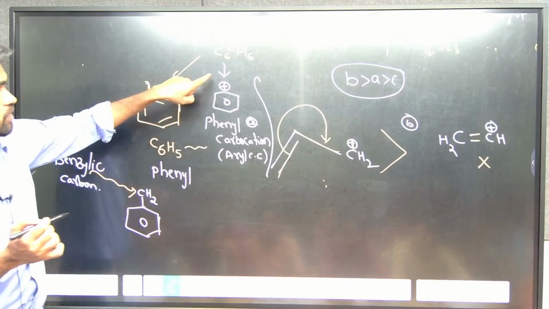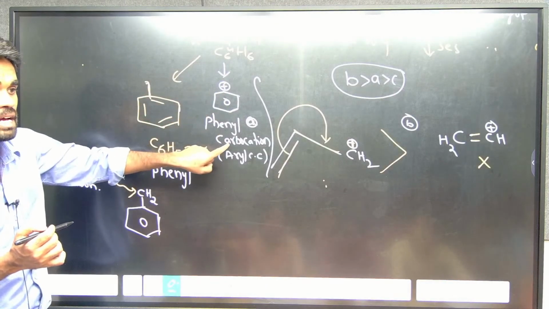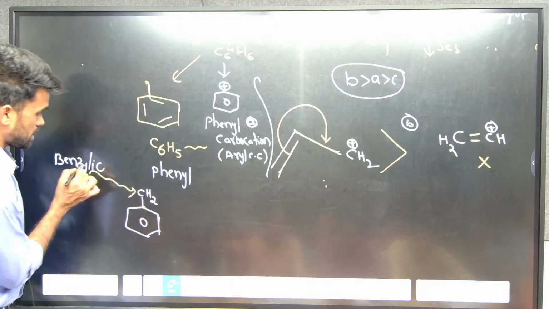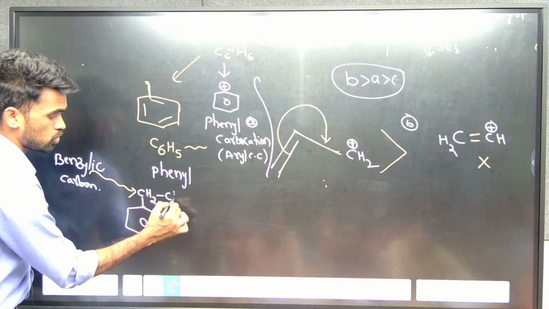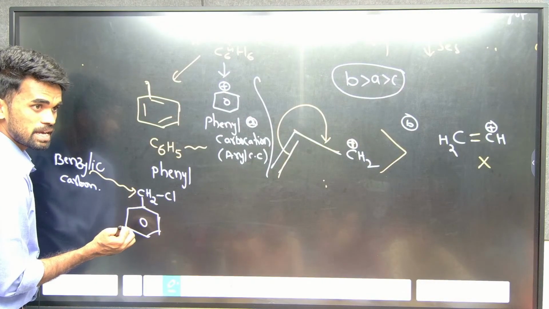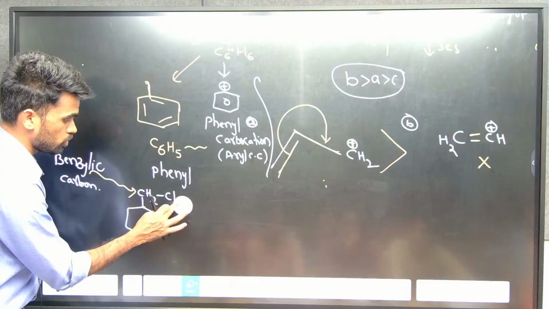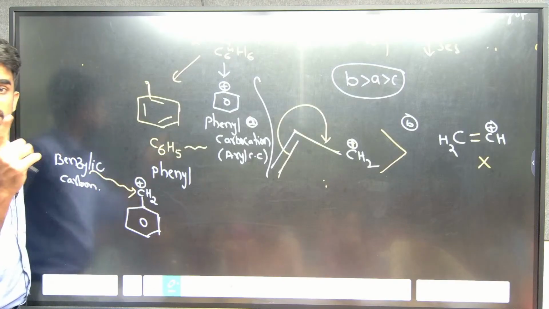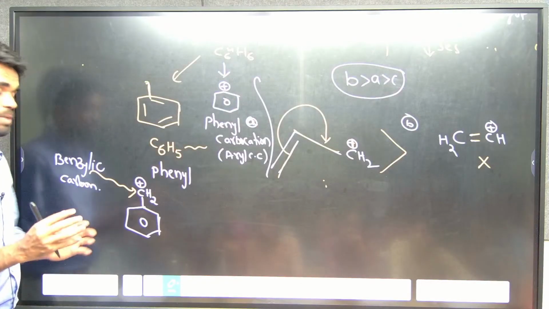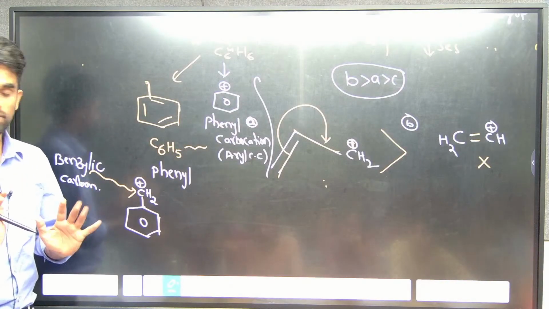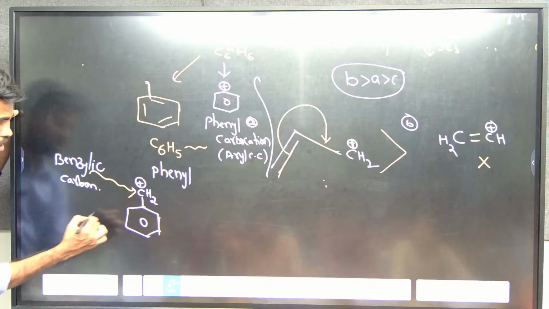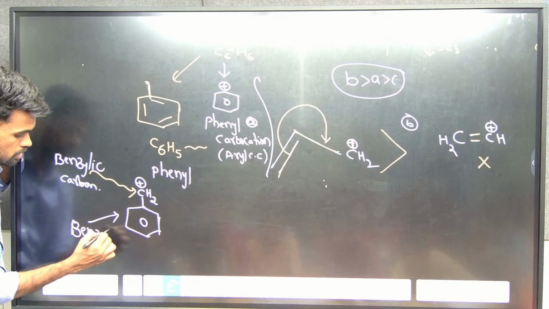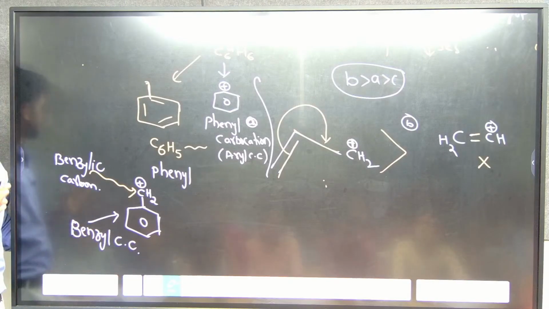If this kind of ring is there with a positive charge, you should say phenyl carbocation. And what about this? Benzyl carbon, I am saying. So if there is chlorine, you should say benzyl chloride. Now I am writing a positive charge on it: benzylic, or simply benzyl carbocation. Is this clear? Okay.